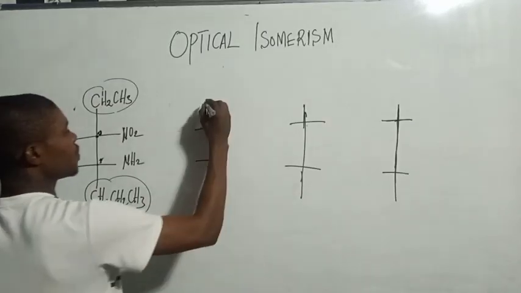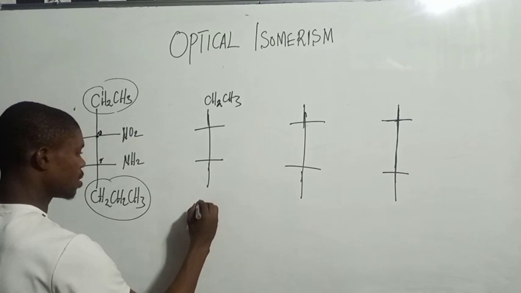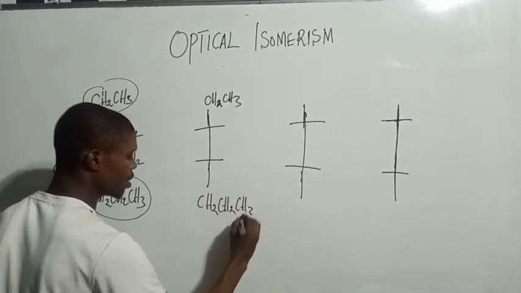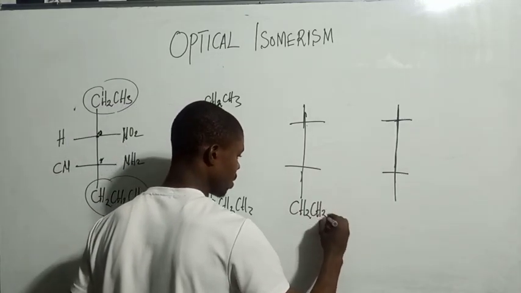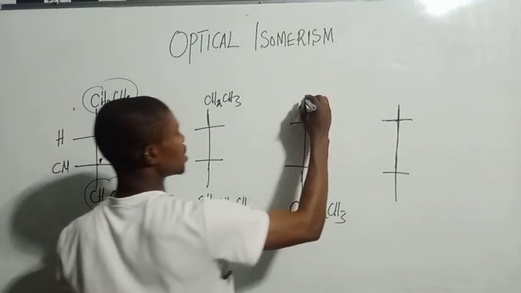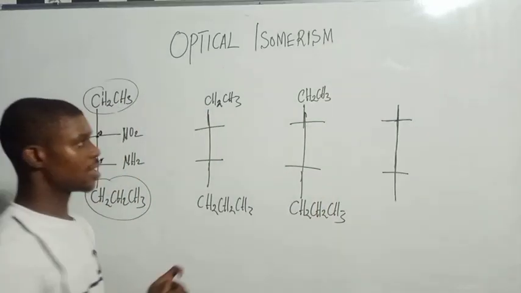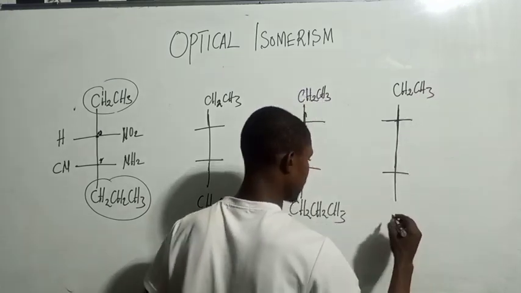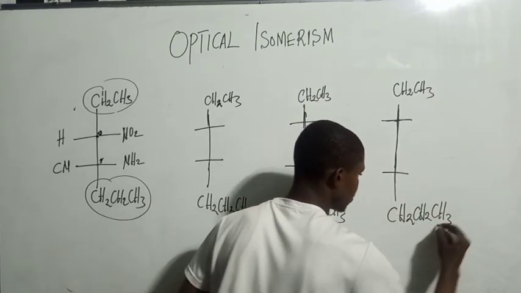So remember that we have CH3. We have CH2 or CH3. The same thing here. CH2 or CH3. Just that. So here also the same thing, CH3, right? The same thing here. CH2. Here we have CH2. Can you see that?